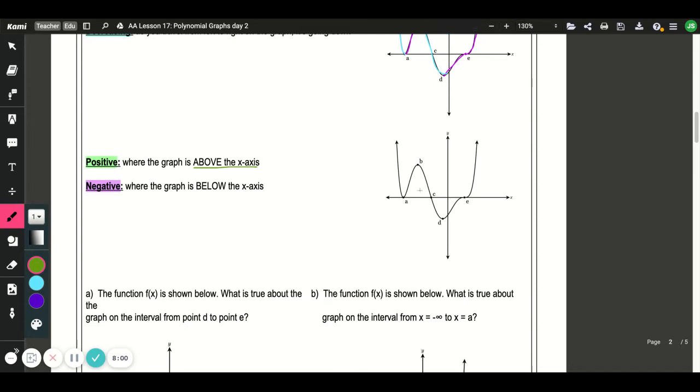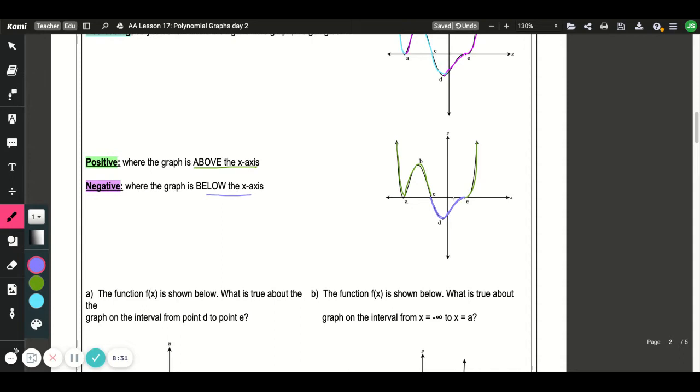It is positive where it's above the x-axis. So it's positive here, still positive. I'm still above, still positive. Oh, now I'm going to dip down under. Okay, here we go. Here, this is above the x-axis, so it's positive. It is negative anywhere it's below the x-axis. So where on this is our graph below the x-axis? All down here. It's below.